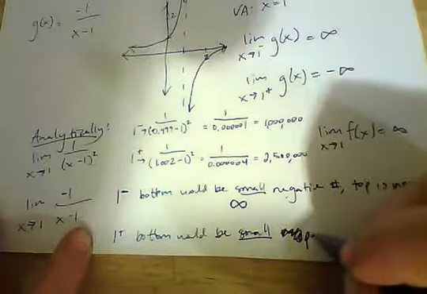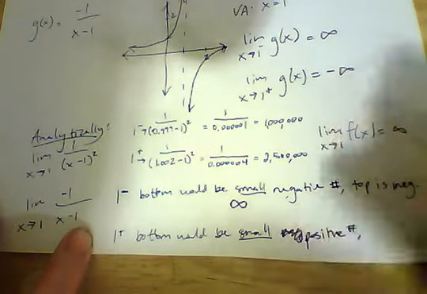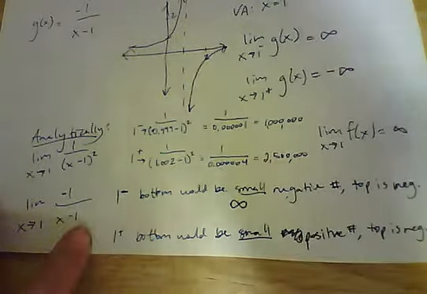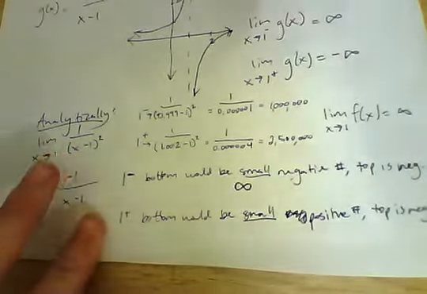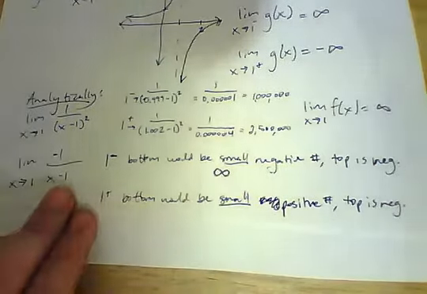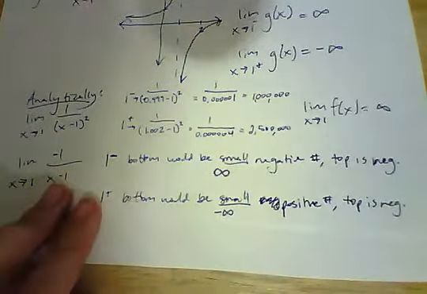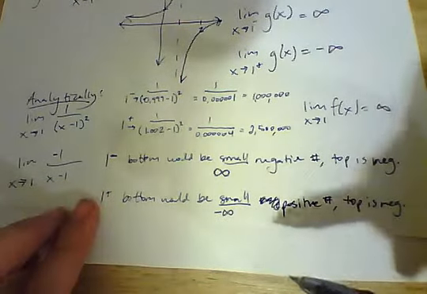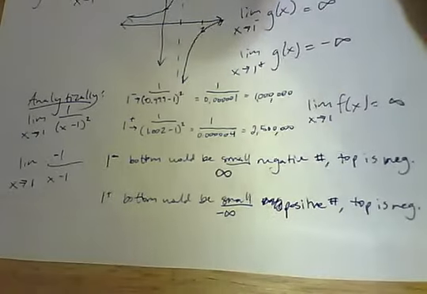Pardon me, positive number, but the top is still negative. So we have the opposite case. Because we'd have a positive small number on the bottom and a negative number on top, that would make the entire thing negative. So we'd still have that huge number, but because the top is negative, it would now be going to negative infinity. Okay. That's just a discussion I wanted to have.